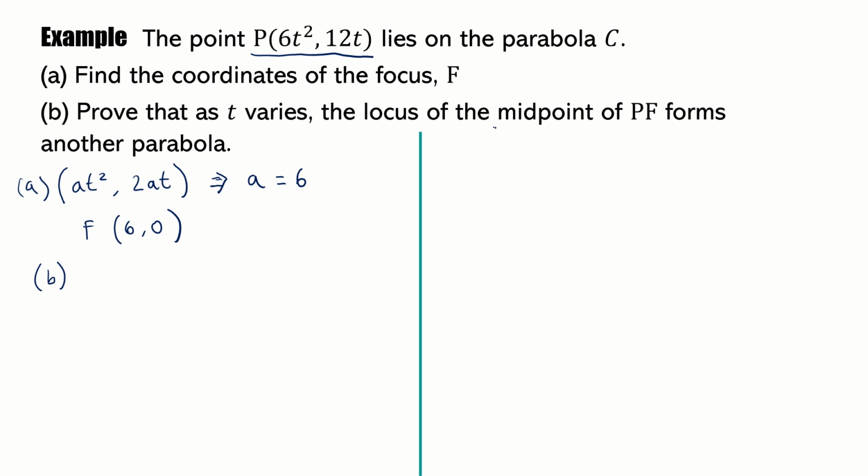And they are describing finding the midpoint of PF, where P is the point we'd already been given in the question, and F is the coordinates we'd found in part A. So, therefore, that's all we've got to do. Find a midpoint. Really that simple.